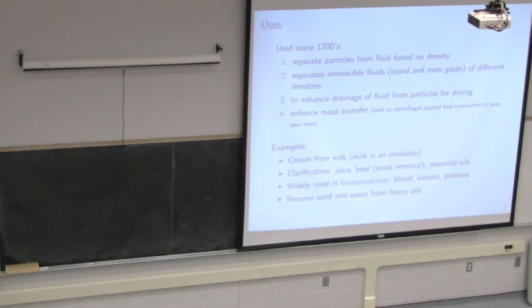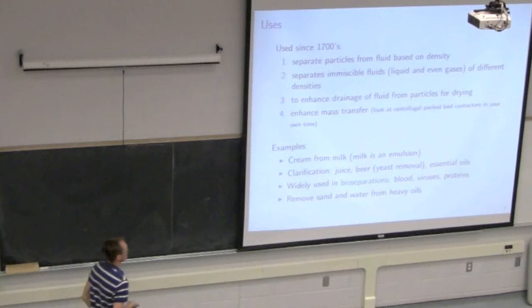So it might be cheaper for me to first centrifuge the solids and liquids, drain those solids to a lower moisture content, and then do a drying step right at the end. So centrifuging is often done as a pre-step prior to drying, and we're going to see drying in the last few weeks of this course. So this is a unit operation that often comes prior to drying. Another really cool way of looking at this is to look up what centrifugal packed beds look like, centrifugal packed bed contact.